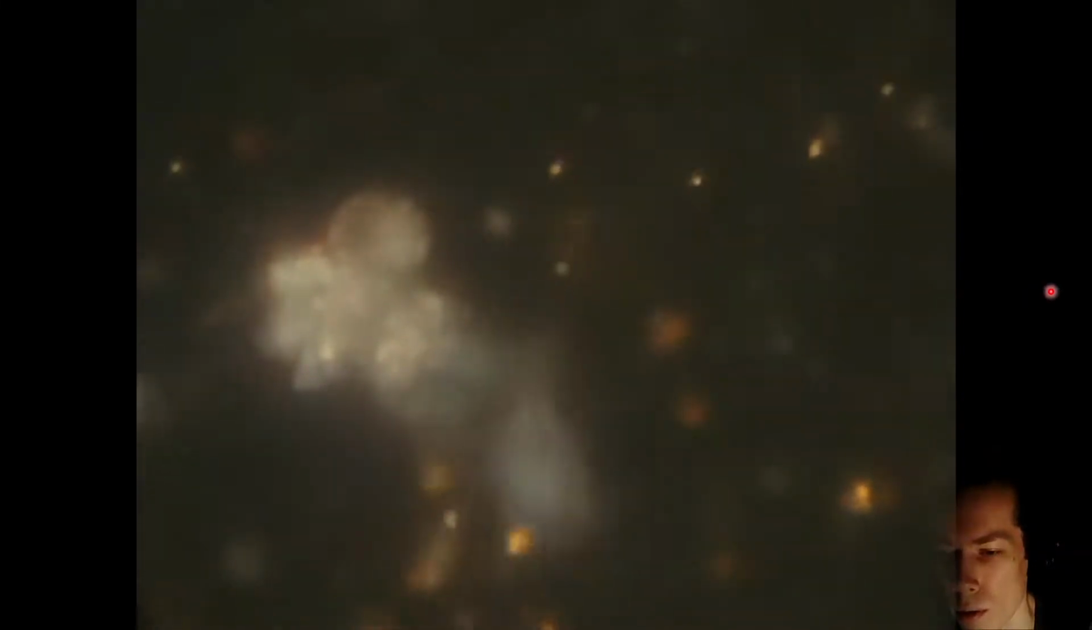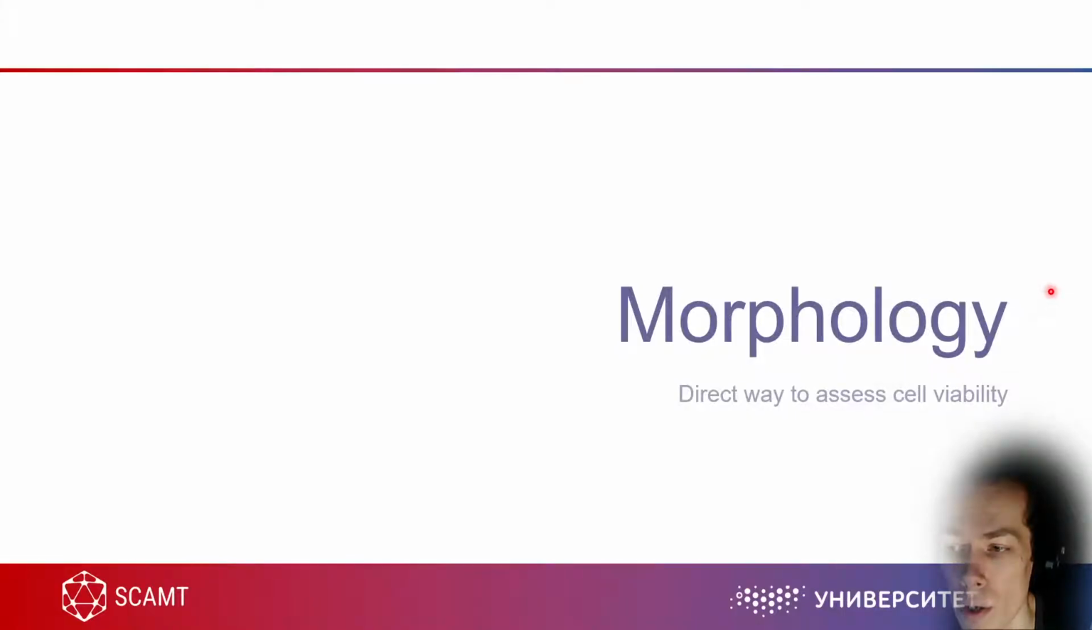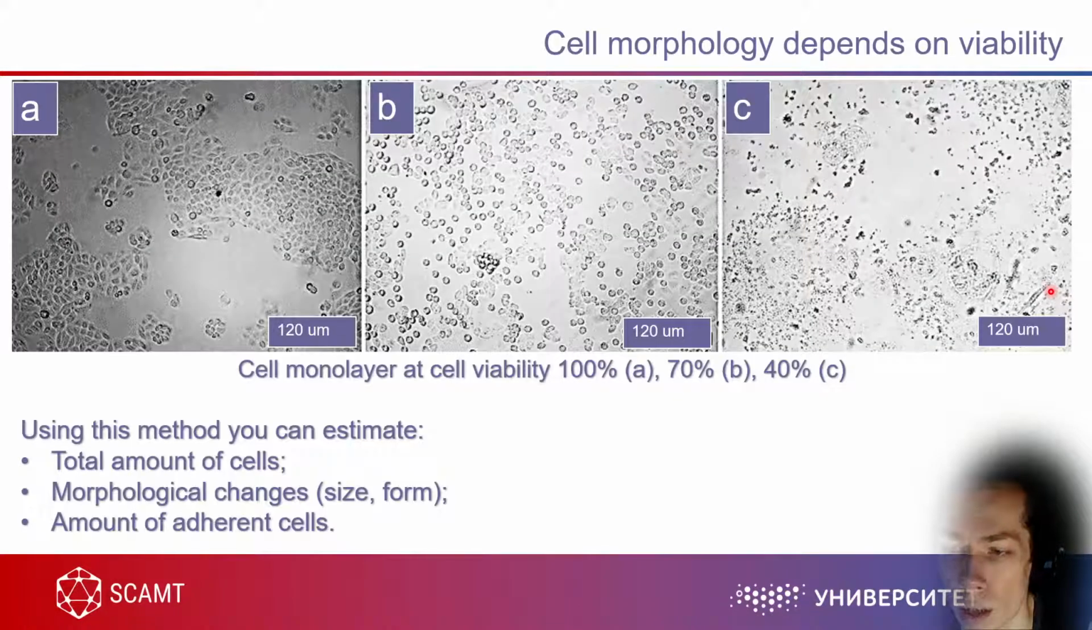So you can use something like this one. It's a dark field, plus maybe phase contrast or differential interference contrast options for a microscope, but still, using microscopy, you can also observe some other properties of the cell, and the first one is morphology. So morphology is a direct way to assess cell viability.